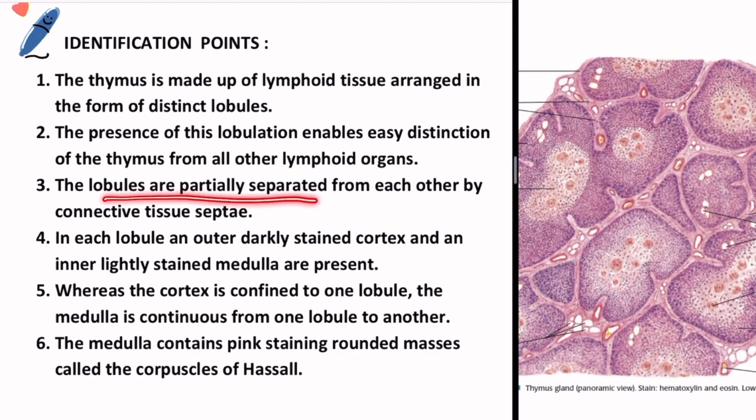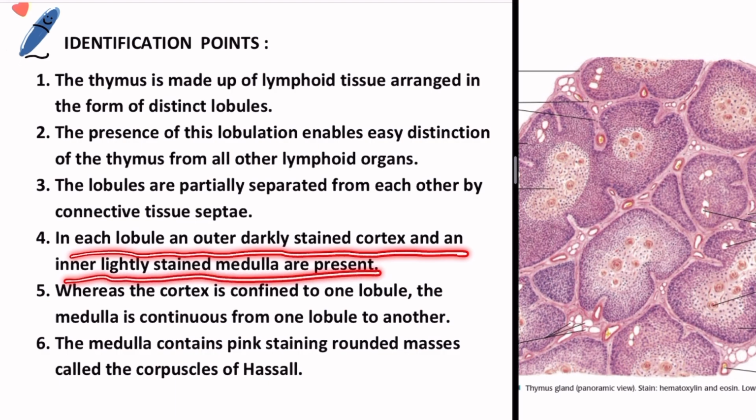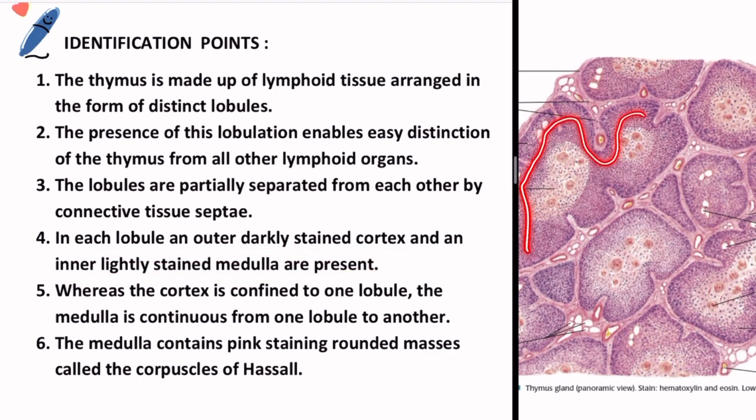The lobules are partially separated from each other by connective tissue septa. So this is the connective tissue septa separating the different lobules. In each lobule, an outer darkly stained cortex and an inner lightly stained medulla are present. So this is the darkly stained cortex, whereas this is the lightly stained medulla.